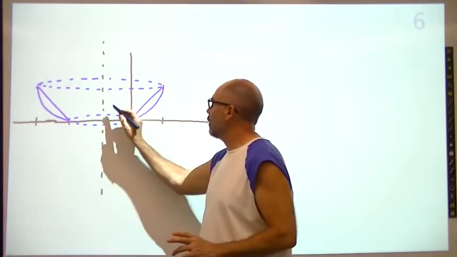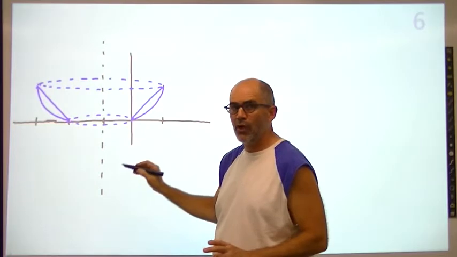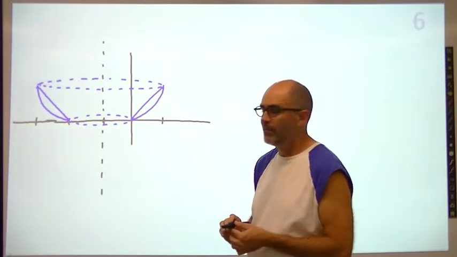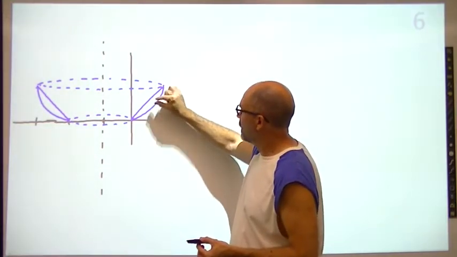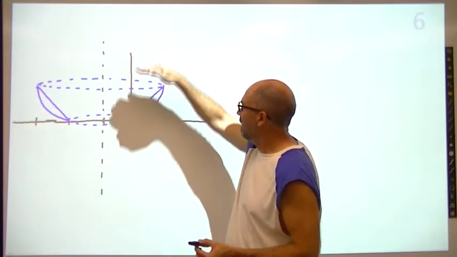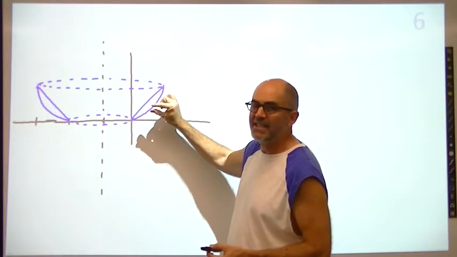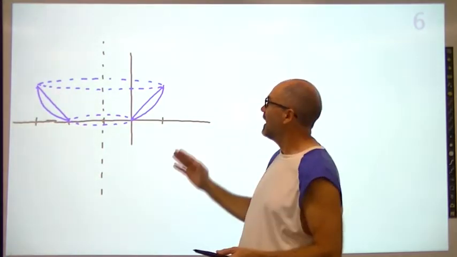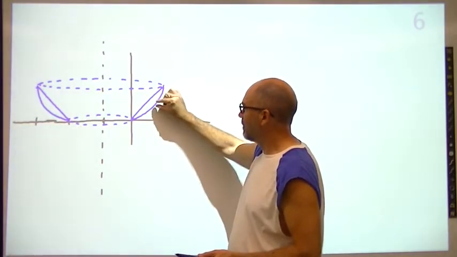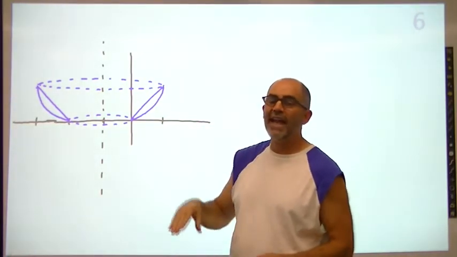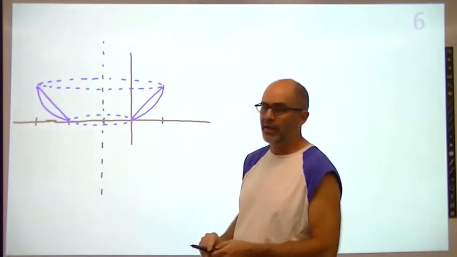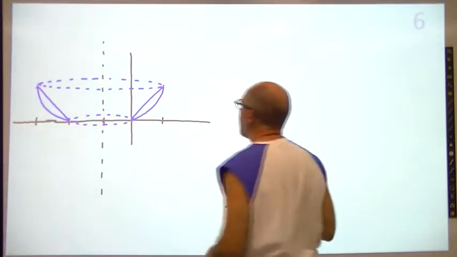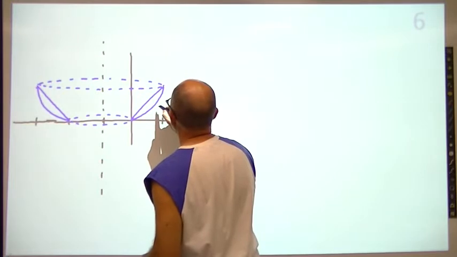And this time, though, our axis of rotation is vertical, which means which direction is it going to be, dx thick or dy thick? Each washer here is going to be thick in the up and down direction, so it's going to be dy thick. That means I need my function to be in terms of y, because if the thickness is in terms of y, the function needs to be in terms of y, and the limits of integration need to be in terms of y.